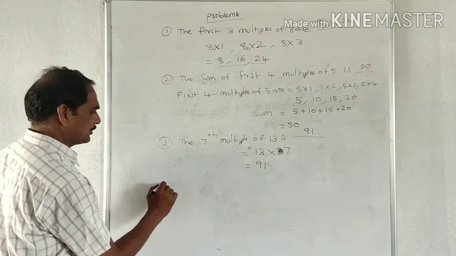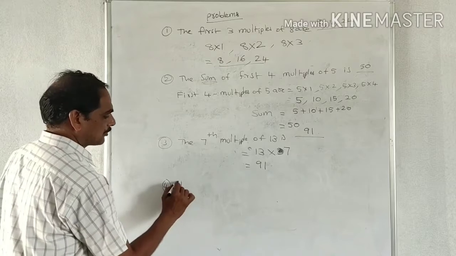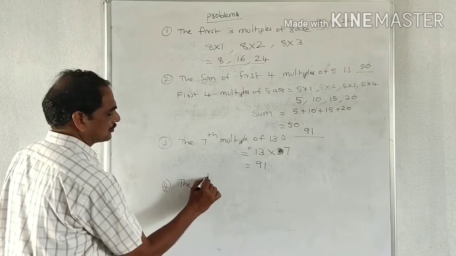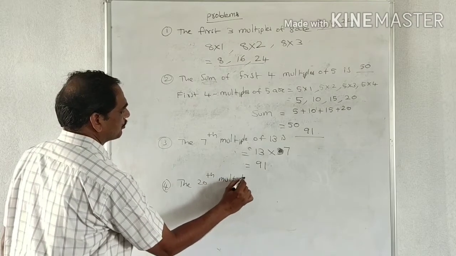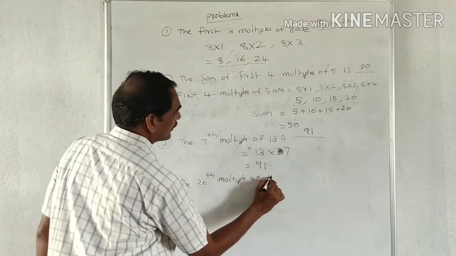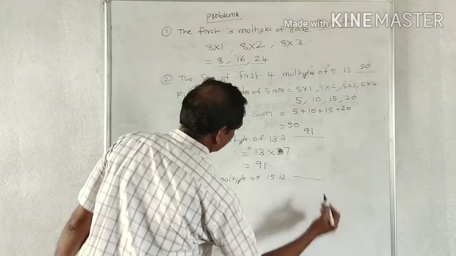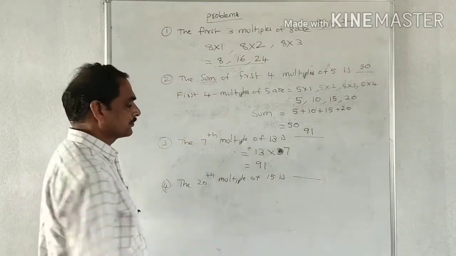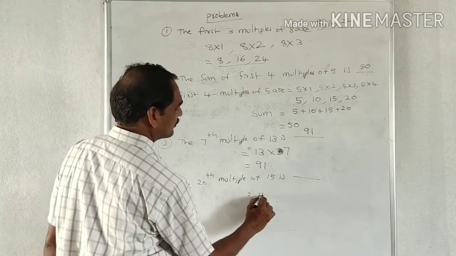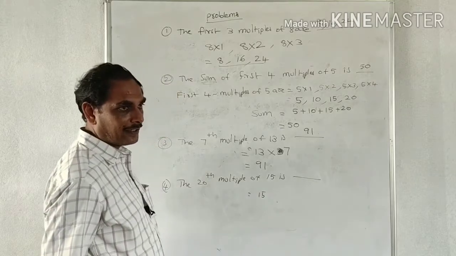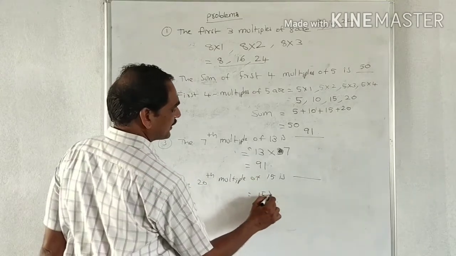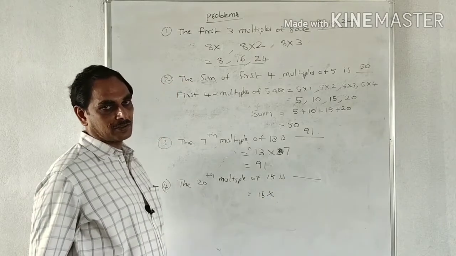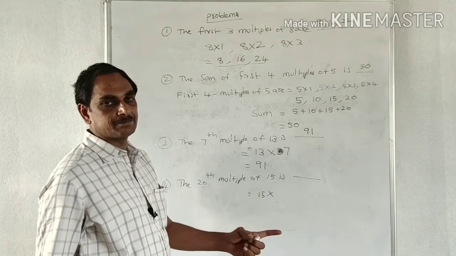Next, similarly, the 20th multiple of 15 is dash. This is the same problem. So here also, we have to find the 20th multiple of 15. The number is 15 and its 20th multiple. First multiple is 15 into 1.